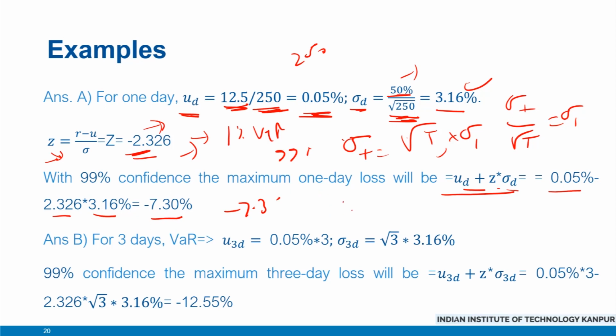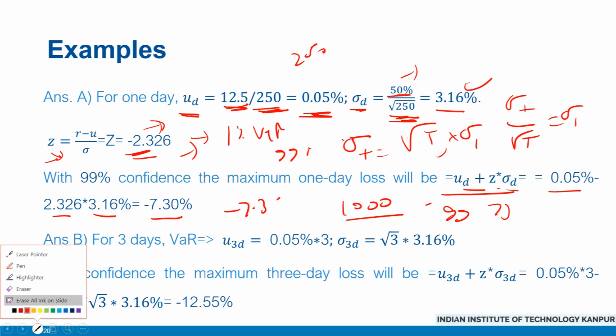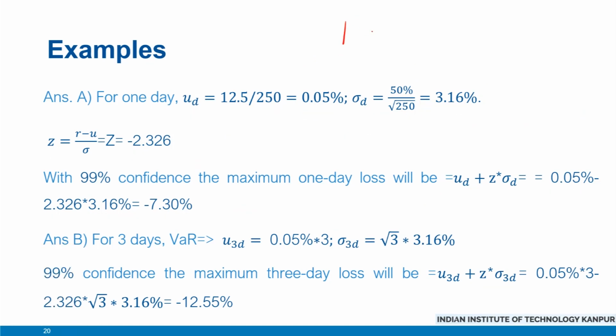Now let's say your investment in this portfolio was 1000 rupees. Then the losses that you can expect on any given day, the maximum loss with 99% confidence, is 73. I'll repeat, this is a very important statement from VaR's perspective: one day VaR with 99% confidence, or 1% significance, was 7.3% in return terms, or in value terms, a loss of 73 rupees with 99% confidence. This is my maximum possible potential loss over a daily horizon with 99% confidence.